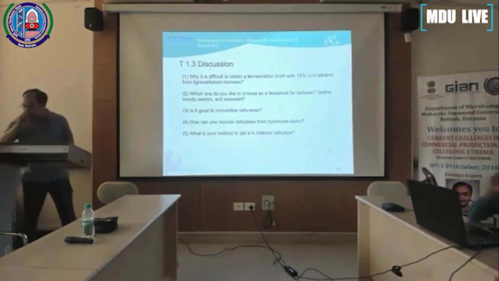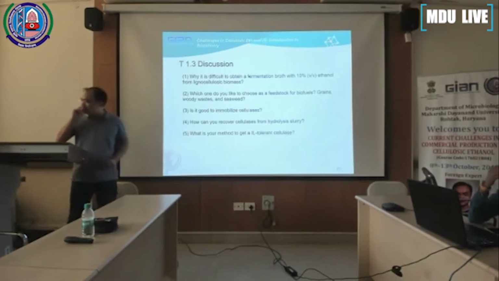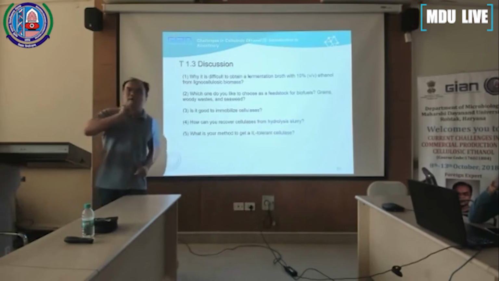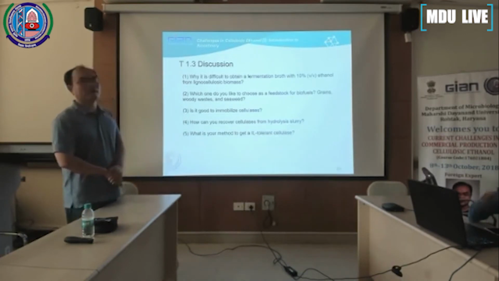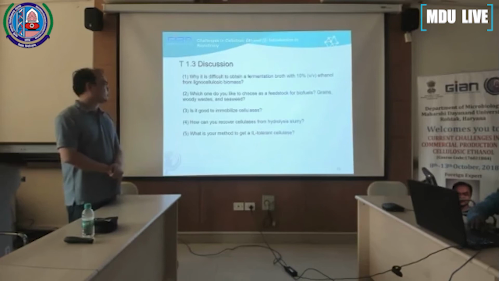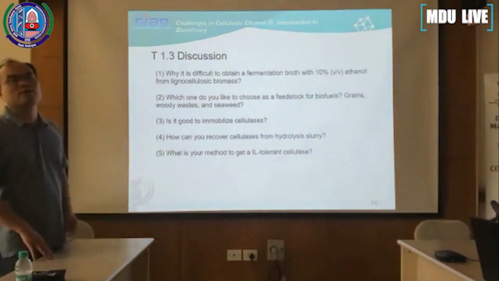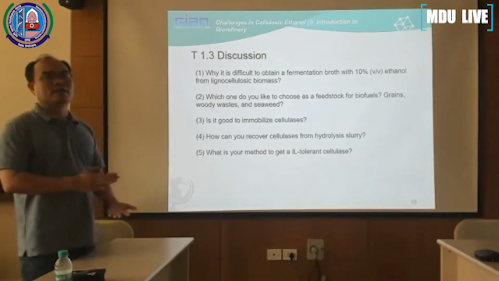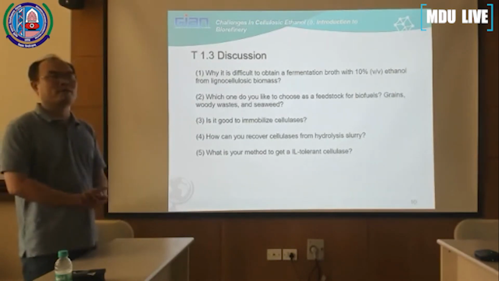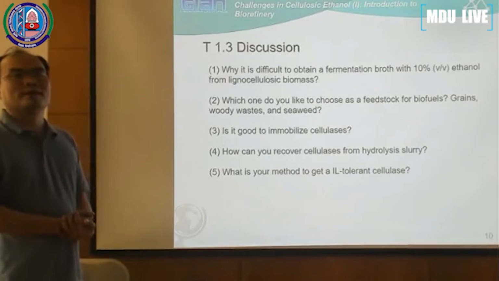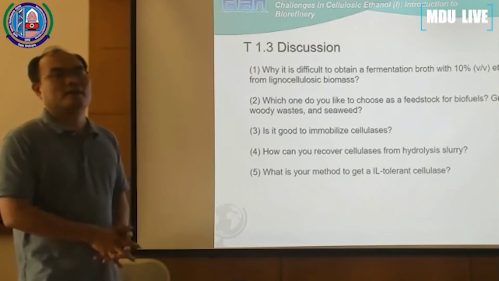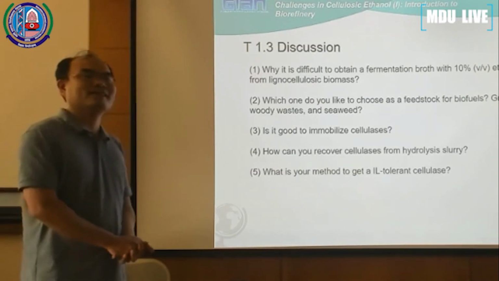So the last one is about the method to get a tolerant cellulase. You are from fundamental microbiology. So if you are going to screen a salt tolerant cellulase producing microbe, what should we do? We are not tracking iron tolerant screening actually because it is beyond our budget. Iron is very costly.